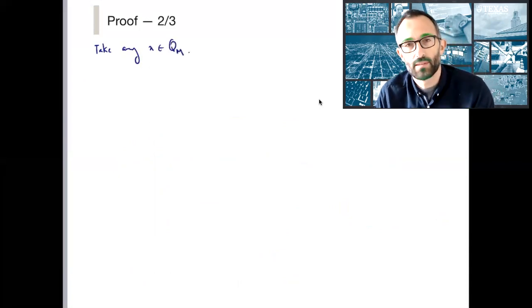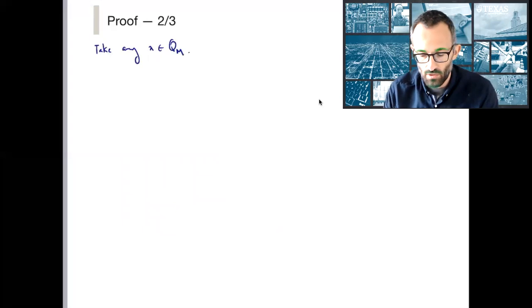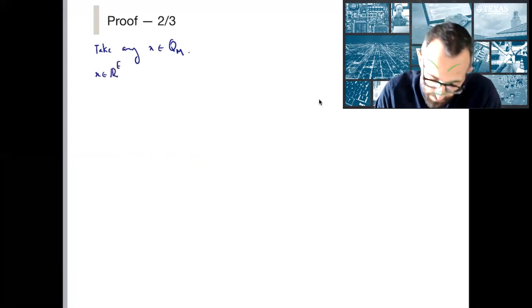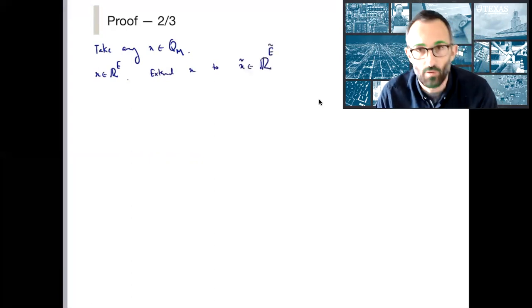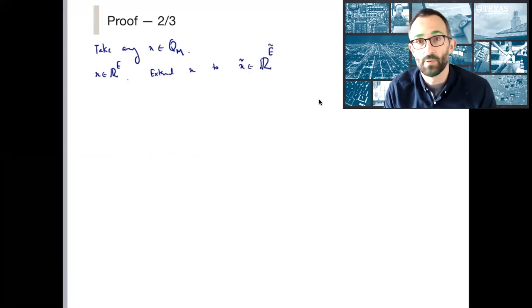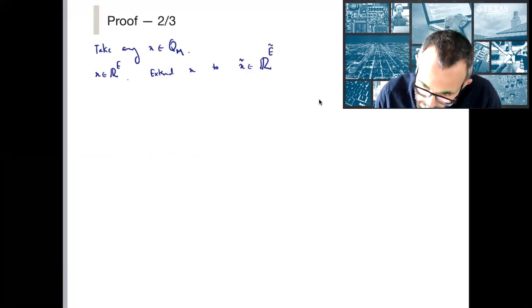Okay, so now let's take any x in QM. Our goal is to show that this can be written as a convex combination of matchings. We're going to extend x, so x is in R^E, to x tilde, which is an element of R^E tilde. In other words, x tilde is now going to be a weight vector on the edges of the graph G tilde as follows.